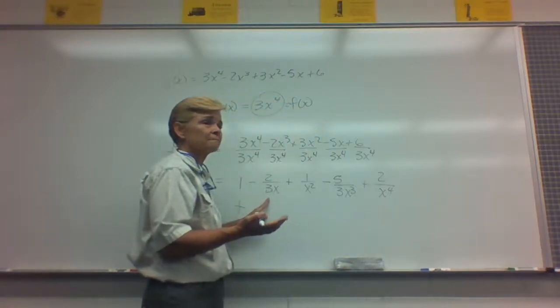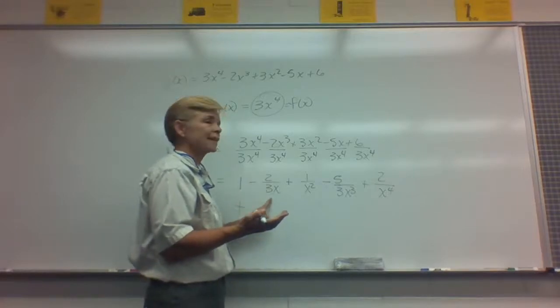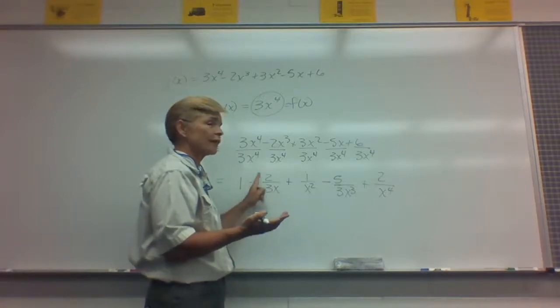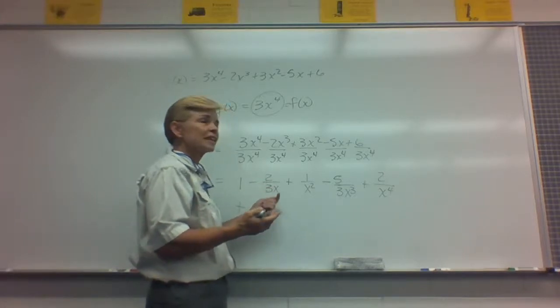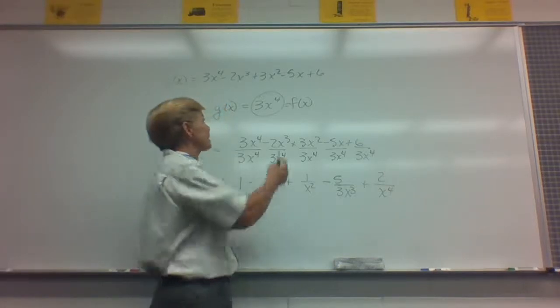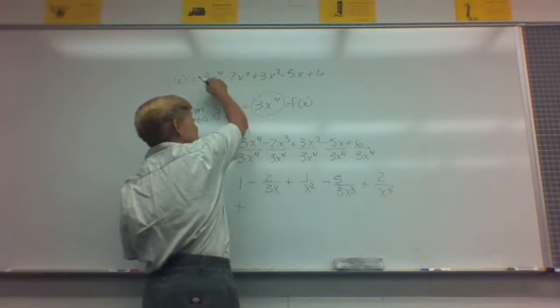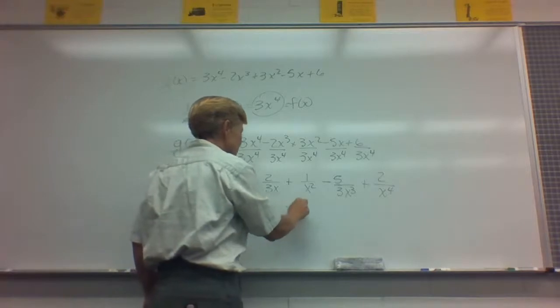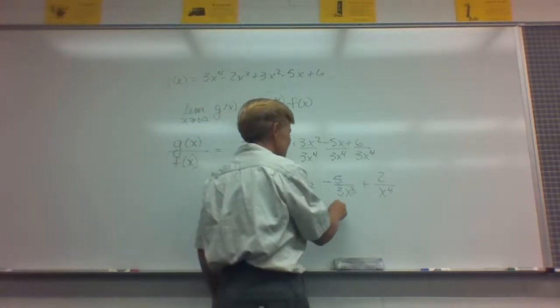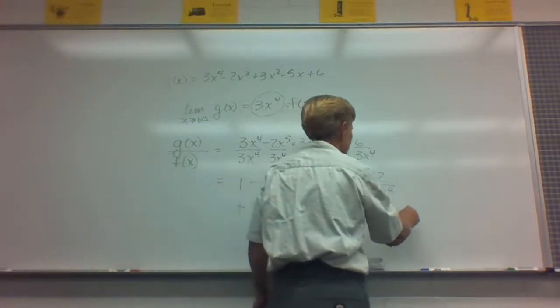Yeah, because it's 2 over 3x, 2 over something getting larger and larger and larger. The whole value of that is getting smaller and smaller and smaller. In other words, this is the mathematical way of saying this thing is getting outrun by this one. So this is going to be 0. This is going to be 0, even worse. This is going to be 0. This is going to be 0. And so the limit is 1.